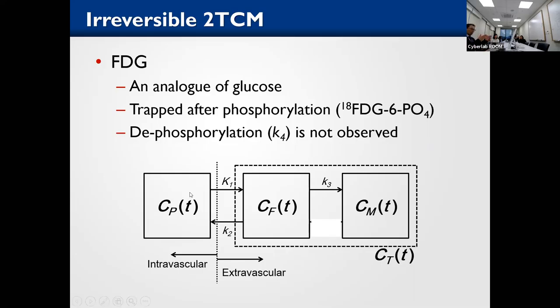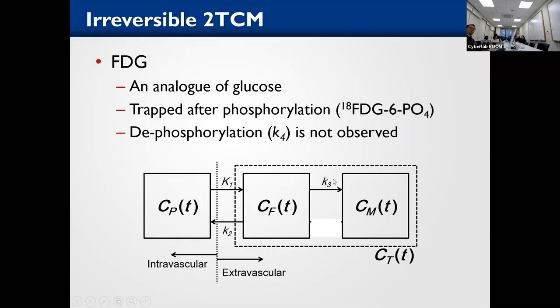So during a short duration, maybe 90 minutes or 60 minutes, the FDG behavior looks irreversible. There is only trapping by phosphorylation. Actually, it is somehow cleared from our body, so finally it will be cleared, but that may be maybe 4 or 5 hours after injection. So we can follow that clearance using PET imaging. In PET imaging durations, FDG kinetics looks irreversible, so we use this kind of irreversible model.